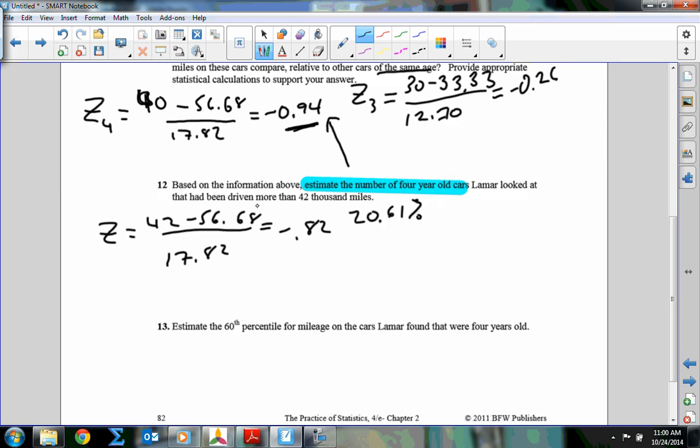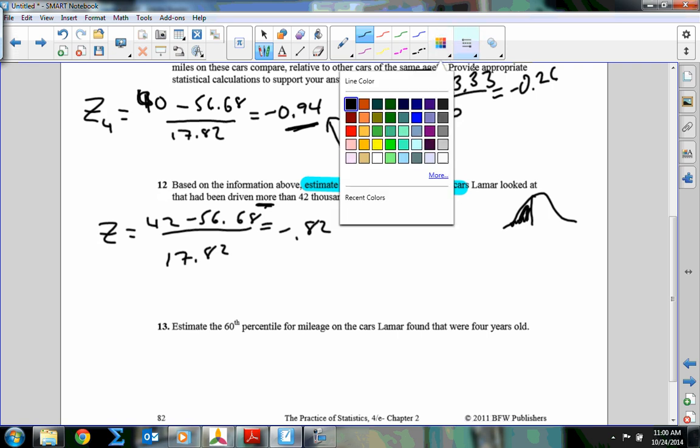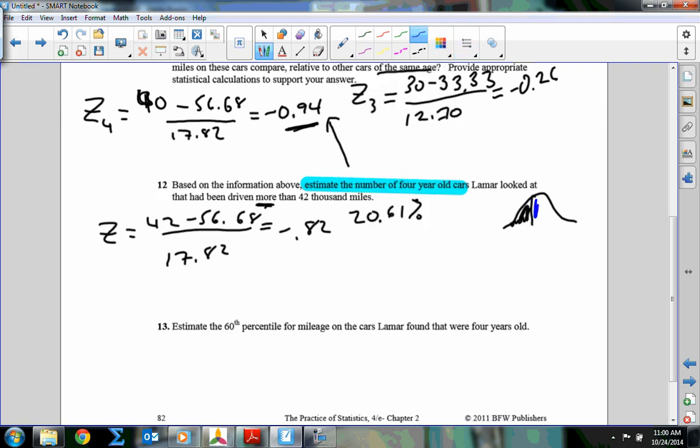But remember, we're looking at more than. So what I just looked up was, here's my z-score at negative 0.82. I just got that stuff. That's not the stuff I want. I want this stuff. So if that is 0.2061, then this is 0.7939, or 79.39%. Getting here was good for half credit, but we had to go all the way to estimate the number of 4-year-old cars.